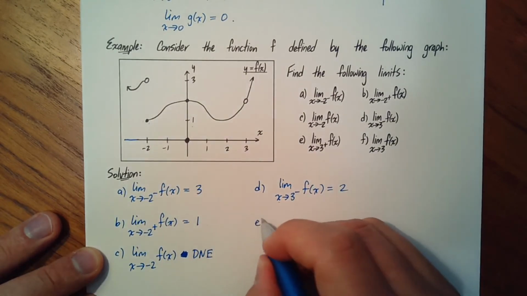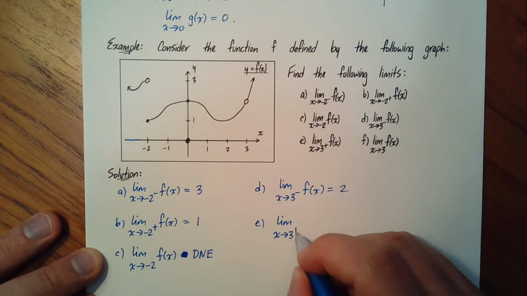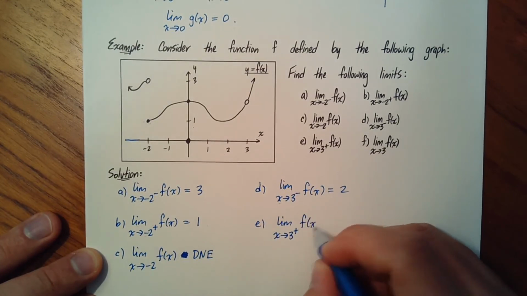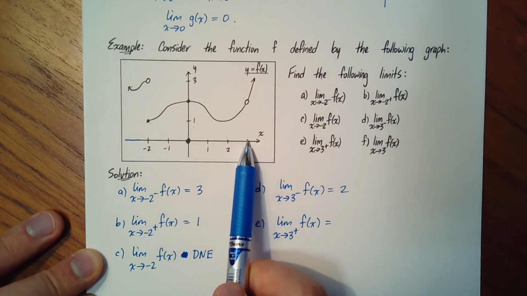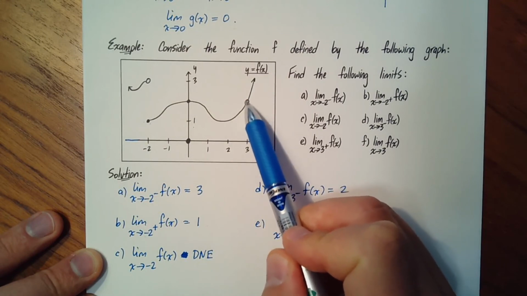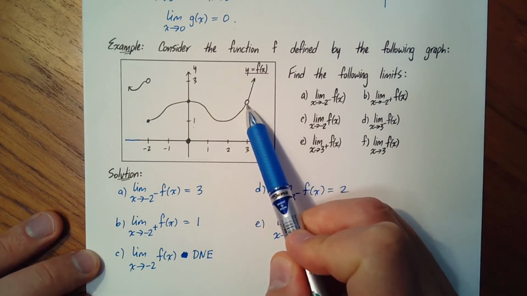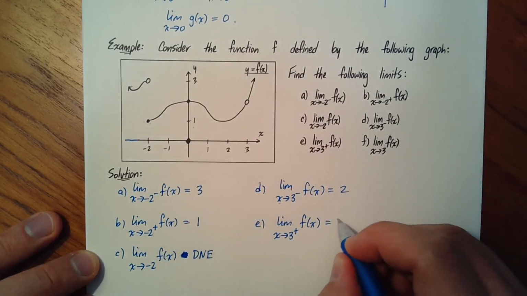For part E, the limit as x approaches 3 from the right of f of x. What are we going to do from the right? So x approaches 3 from the right, go this way, and then trace the corresponding point along the curve, and you get to this point. Well, what's the y-coordinate? Same thing. The y-coordinate is 2. We just said that. So this will be 2.